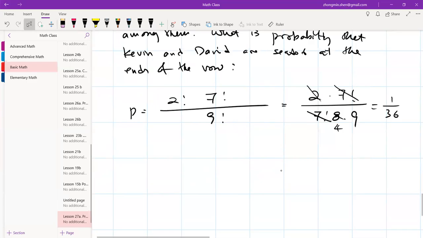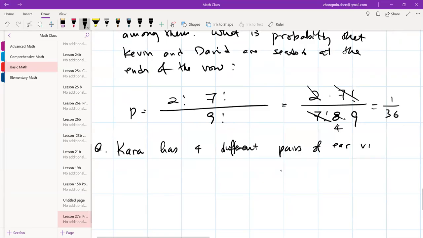Okay, so our next problem. Kara has 4 different pairs of earrings. They're in the drawer, all separate. For example, this is the first type, then you have a square, and this type, and a circle type.